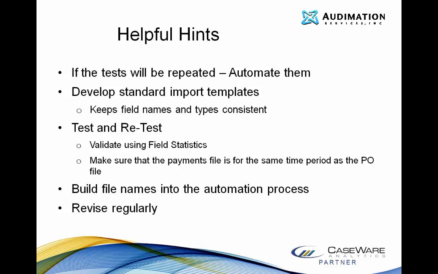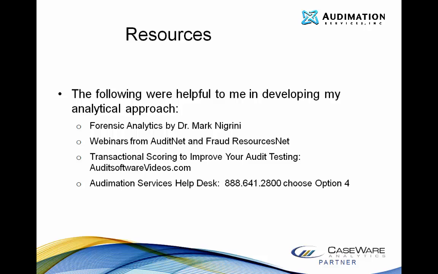And as you're developing the test, just test and retest and see what can go wrong, and do it as often as you can, and really pay attention to being critical of what the results are. There's nothing worse than having a false result and then relying on it and showing it to somebody and saying, oh, that didn't work. And if you're doing automation, try to build file names into it so that you're standardized. And like I said, revise on a regular basis.